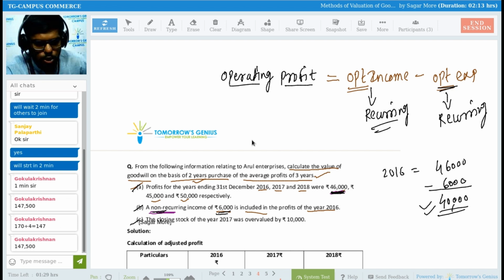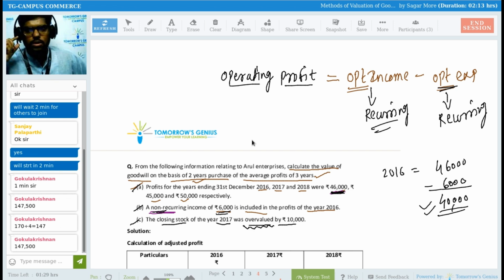Now, the next adjustment is closing stock for the year 2017 was overvalued by 10,000. So what is the meaning of overvalued? Can you tell me, Gokul? Can you tell me, Sanjay? Sir, excess. You have recorded closing stock more by 10,000, right? This is surplus. So because of that, what will happen? Capital will increase. What about profit? Profit will also get increased now.